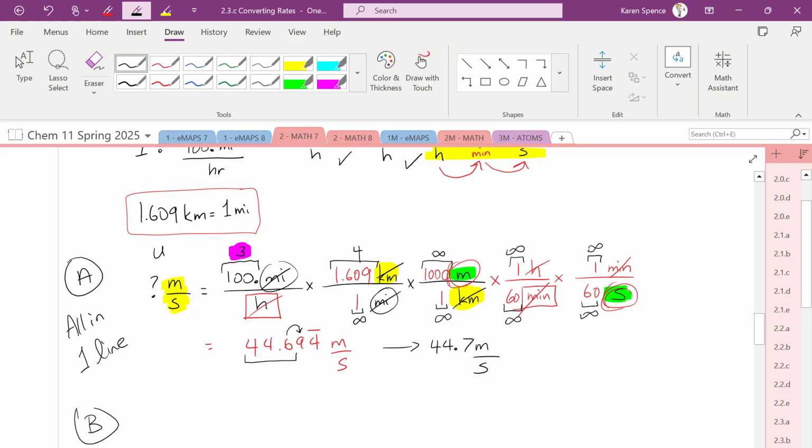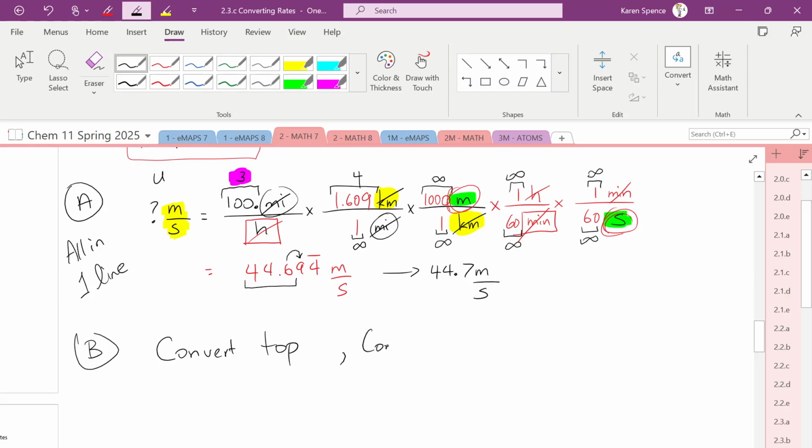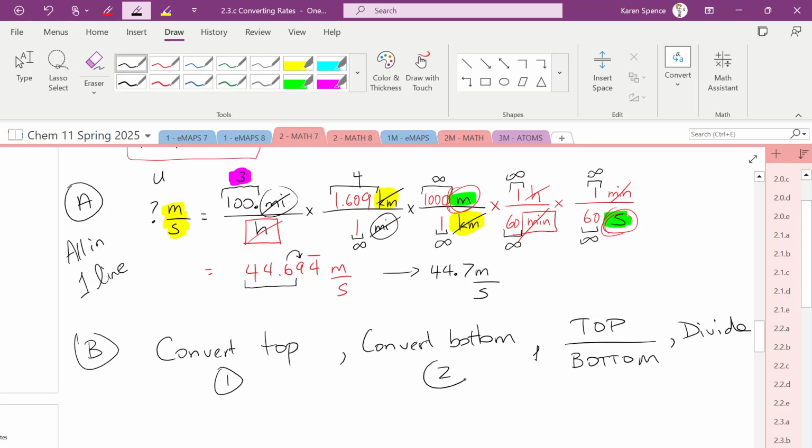Method B: convert the top, convert the bottom, put the top over the bottom and divide. Now, there are 4 steps in this method. Lots of people will do steps 1, 2, and 3, and then they'll forget to do step 4. So just make sure if you do this method that you go to the trouble of dividing your final numbers, one over the other.